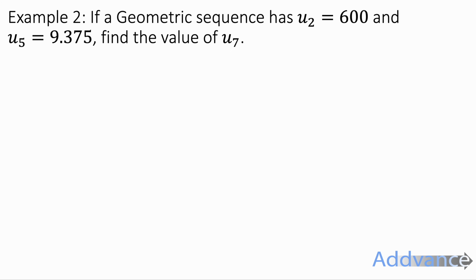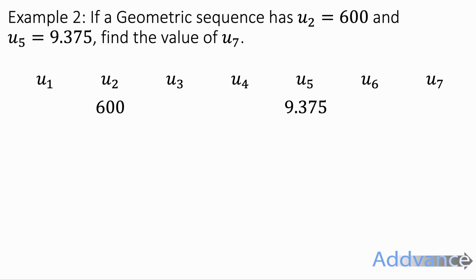Let's look at example 2. If a geometric sequence has u2 of 600 and u5 of 9.375, find u7. Okay, I always find it nice to write out the values of a geometric sequence like this in a list so that I can compare them, and it helps me visualize what's going on.